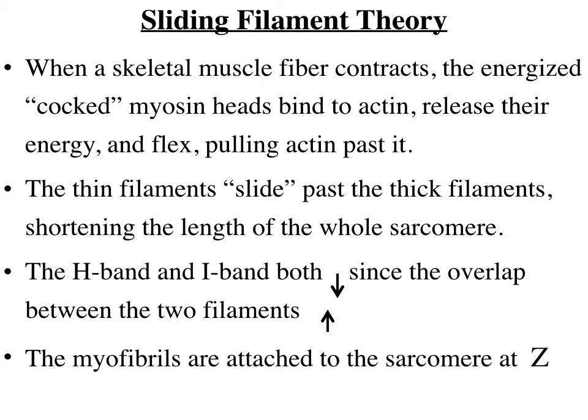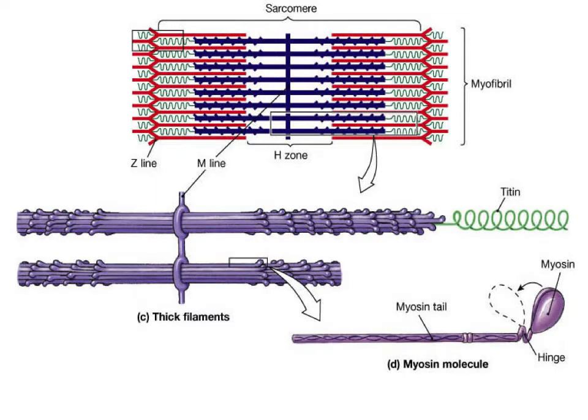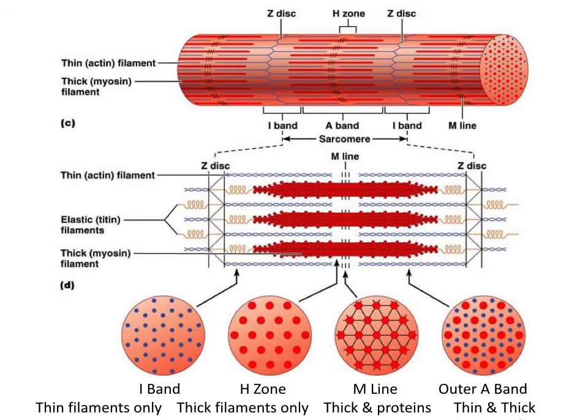Now, if we look at a sarcomere, we have different parts, different areas. We have the H zone, and the H zone consists of only the thick filament. If you look up at the very top there, you have the H zone. It's just the thick filament. It's not the entire length of the thick filament, but it is part of the thick filament. Do you see that if those two blue filaments pull apart from each other, the H zone will actually increase? You actually have more because you have less overlap.